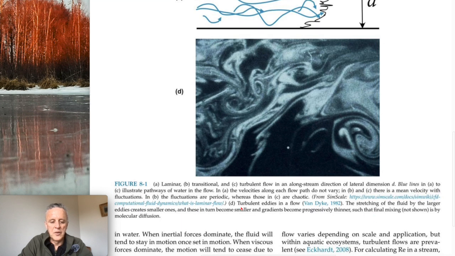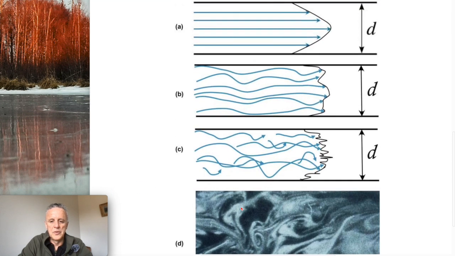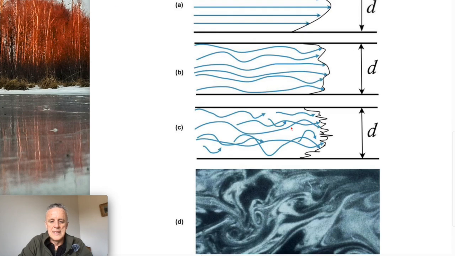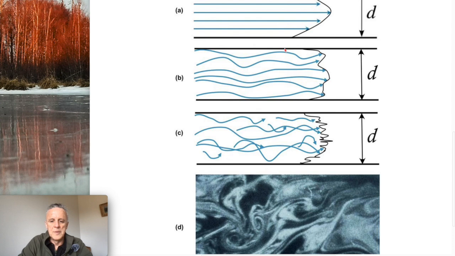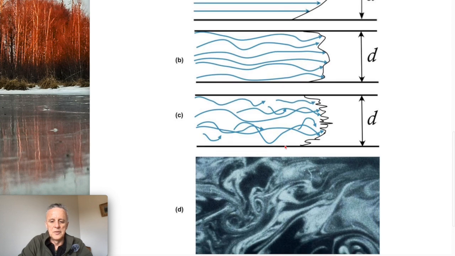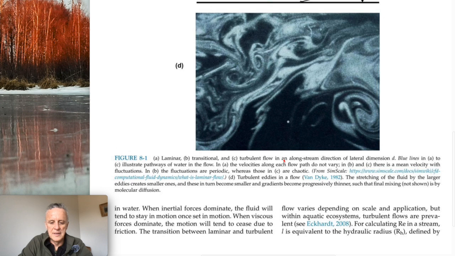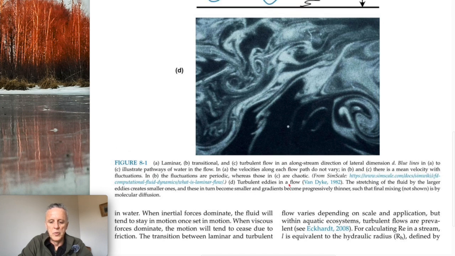So let's see here, figure 8-1. This is laminar flow here. This is transitional flow, so it's between laminar and turbulent. This is turbulent flow. And then D is turbulent eddies in a flow. The stretching of the fluid by the larger eddies creates smaller ones, and these in turn become smaller, and gradients become progressively thinner, such that final mixing, not shown, is by molecular diffusion.